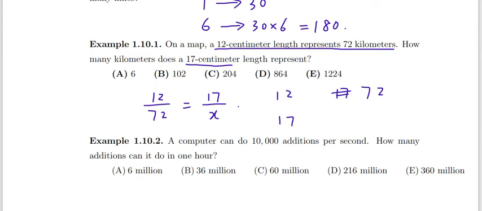We can also simplify this: 12 over 72, then 1 equals how much? 1 equals 72 over 12, which I think is 6, right? So we can say 1 is 6. Yeah, 12 times 6 is 72. Okay, so 17 is just 17 multiplied by 6, right?